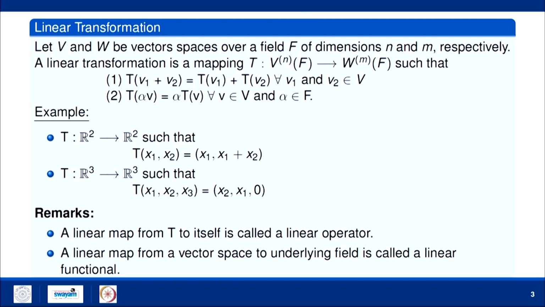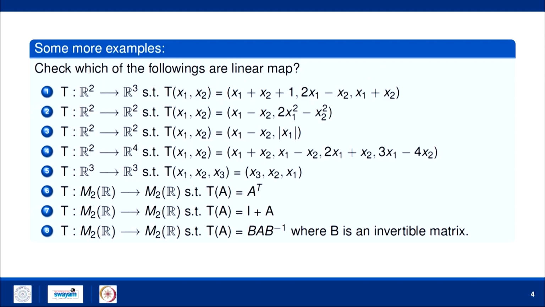Some remarks: a linear transformation T from a vector space V to itself is called a linear operator. Similarly, a linear map or linear transformation from a vector space V to the underlying field F is called a linear functional. Some more examples: check which of the following are linear maps. T from R2 to R3, T of x1 x2 goes to x1 plus x2 plus 1, x1 minus x2, x1 plus x2.